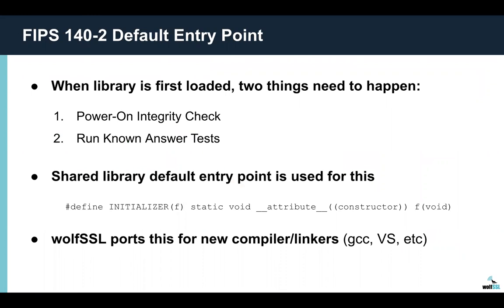There's a couple of extra code pieces that run when you're using a FIPS validated crypto module. With 140-2, these two things run when the library is first loaded. There's a power on integrity check that does an HMAC SHA-256 over the module boundary. There's also a set of known answer tests that run for each algorithm inside the FIPS boundary.